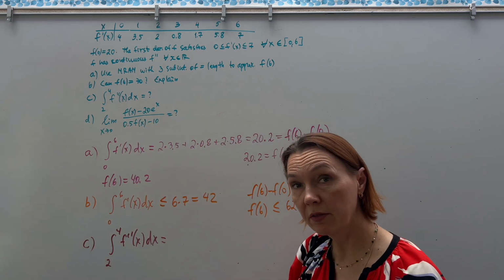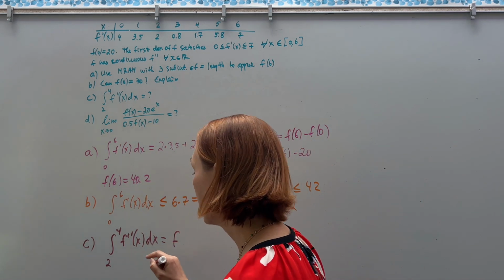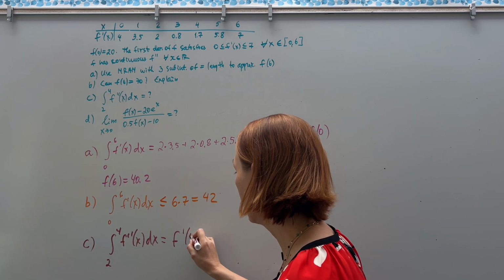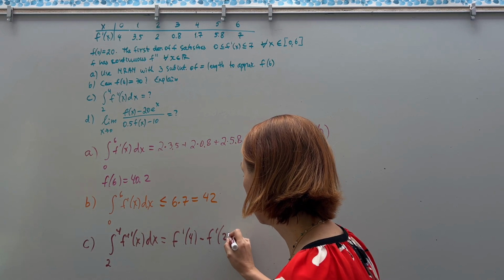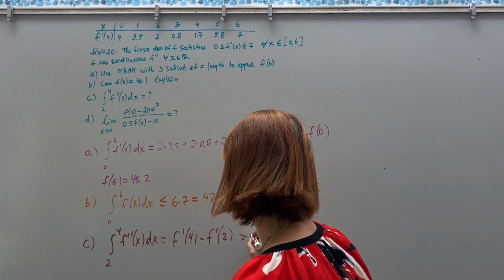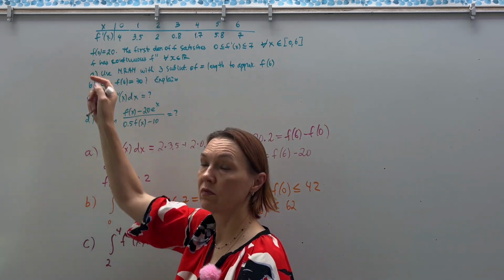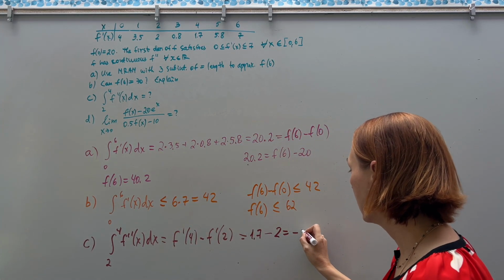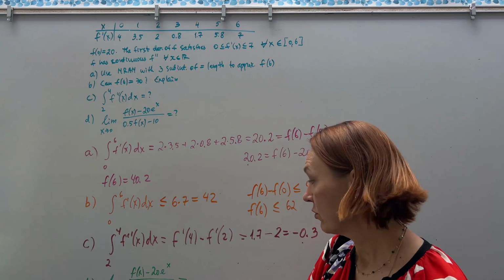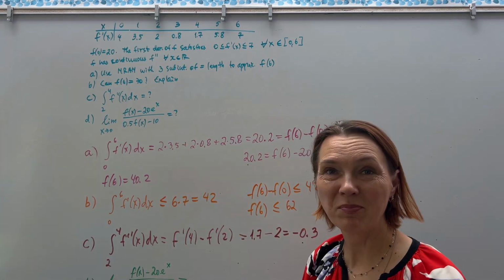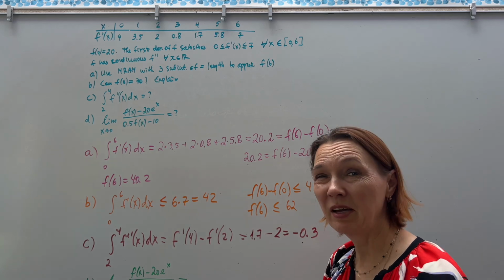For part C, we're calculating the integral from 2 to 4 of the second derivative of x dx. The fundamental theorem of calculus tells us it's the antiderivative of the second derivative, which is the first derivative at 4 minus the first derivative at 2. The first derivative at 4 is 1.7. Okay, those are values of f prime, minus the first derivative at 2, which is 2, and we get negative 0.3.